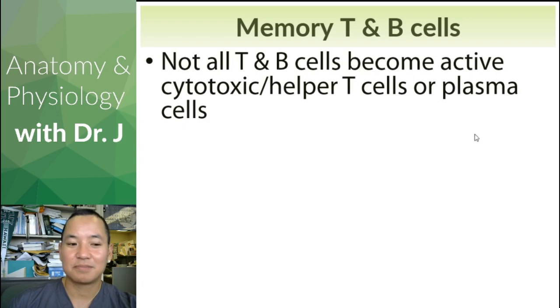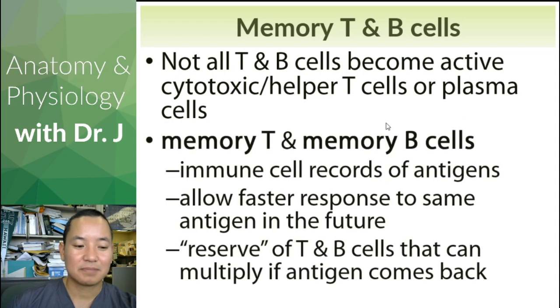So again, not all T and B cells become active once they encounter their antigen. So memory T and B cells are like records of antigens, and these are very important for vaccination. Why? Because they help prevent yourself from being infected again. So these are like your immune cell records, and sometimes they can last for only a few months. Sometimes they can last decades.